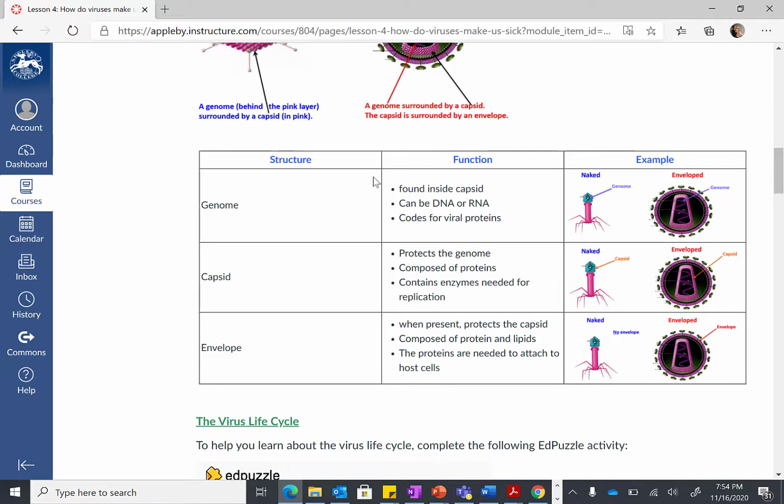So in this chart here, it goes over the main functions of these 3 structures and what that looks like. In these pictures here, this naked virus is something called a bacteriophage, or phage for short. And as it sounds, bacteriophage is related to bacteria because these are viruses that infect bacteria. And this right here is actually an example of the influenza virus. And you can see it has that envelope here. But in each case, it's showing you where the genome is, where the capsid is, and the envelope, if applicable.